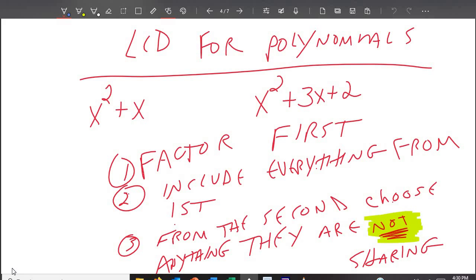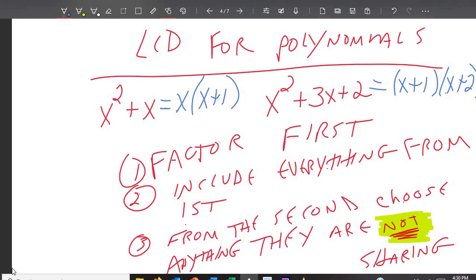Now, for polynomials, it's a little bit different. For polynomials, we're going to have to factor. So far, in order to do any of this stuff we've done, we've had to factor. We're still factoring stuff. So the first thing we're going to do is factor. All right, so let's factor this first one. It's got a GCF, and we factor out an x. This one is x plus 1, x plus 2.